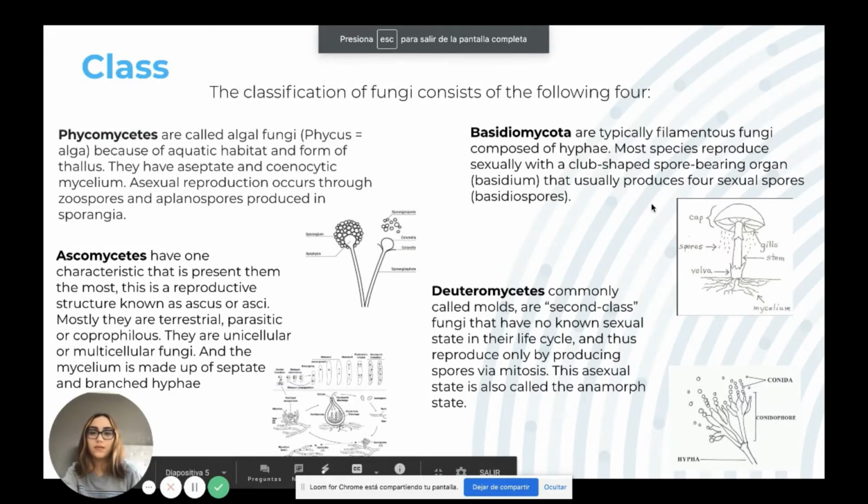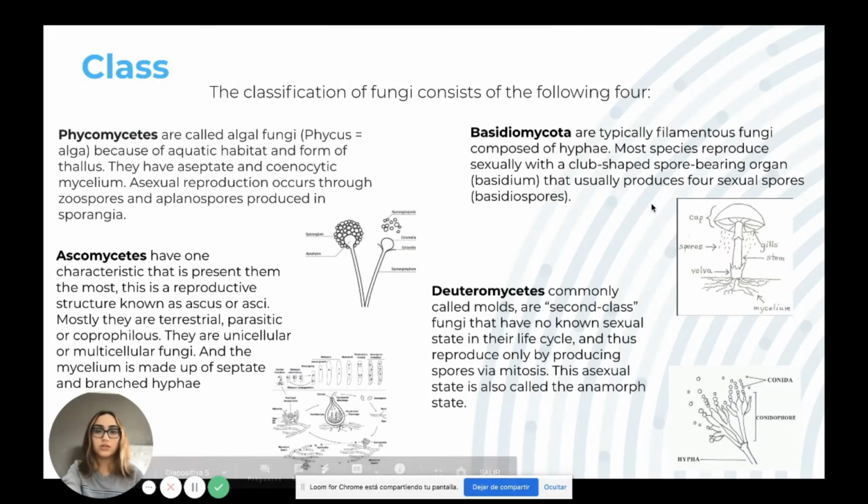So now we have the four different classes that fungi have. First, we have the Phycomycetes. These are called algal fungi because they live in aquatic or water-based habitats. They have aseptate and cenocytic mycelium, and they also have asexual reproduction that occurs through zoospores and planospores produced in sporangia. Now, the second one is Ascomycetes.